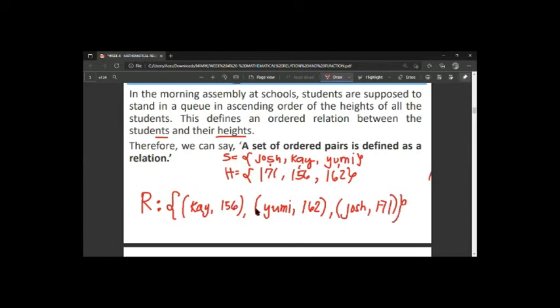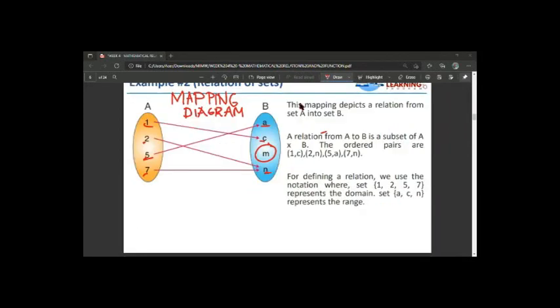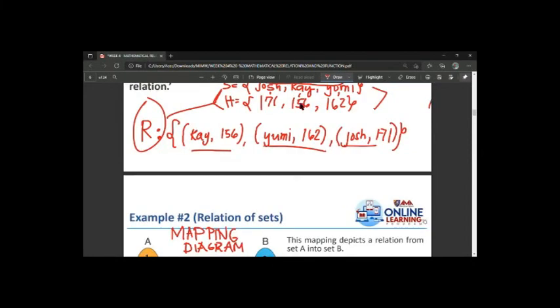So from this, no, this relation is a set of ordered pairs. So Kai, comma 156. So this represents the relationship of each student towards its height. Okay. Therefore, this is a relation. A relationship between S and H. So the mapping diagram depicts the relationship between set A and B. So from this, pwede tayong gumawa ng ganitong form. 'Di ba ang tawag nito is set roster. If you remember, set roster notation or tabular form sa week 3, 'di ba?